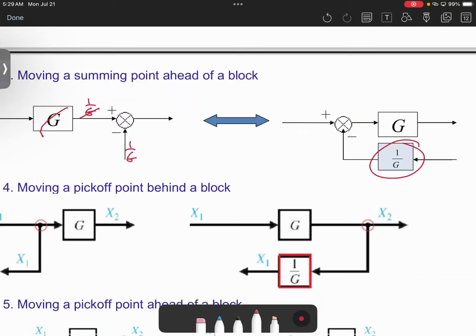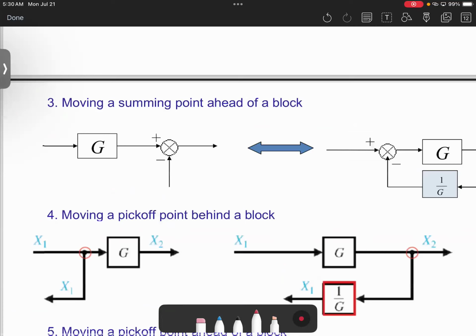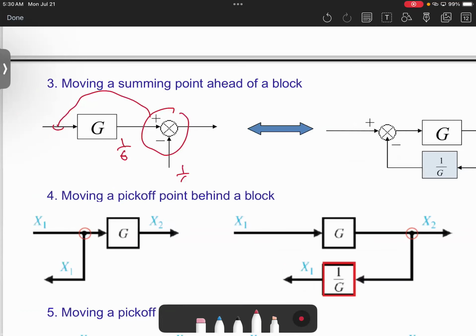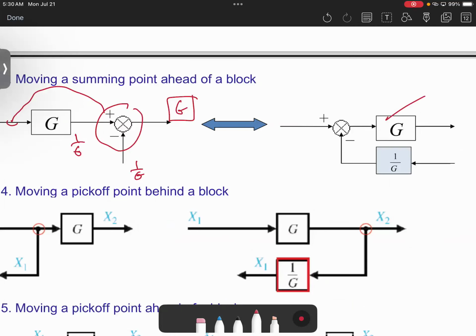Okay? Again, when we are moving this forward, it will be multiplied. When we move back, divide. So we will move it back here. This yields, divide both parts, 1 over G, while this part will be G. So this part is G, this part is 1 over G, and this part G and 1 over G will cancel each other.